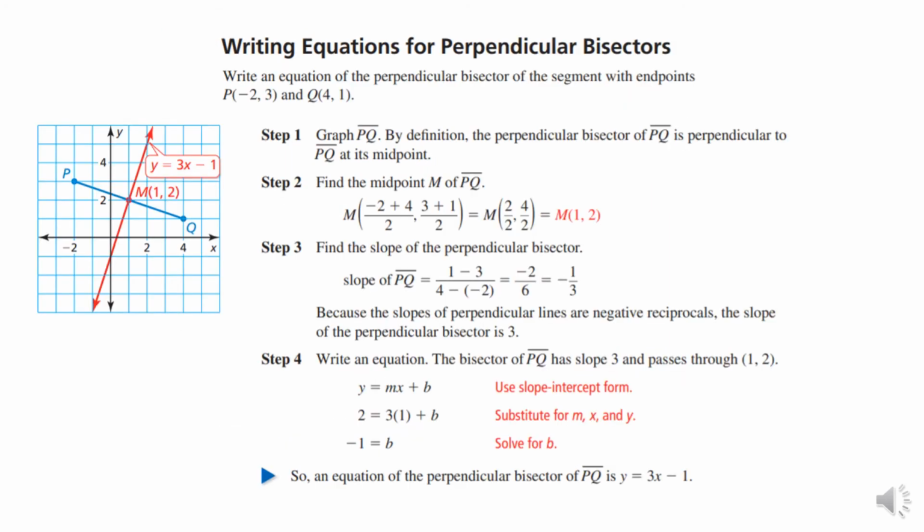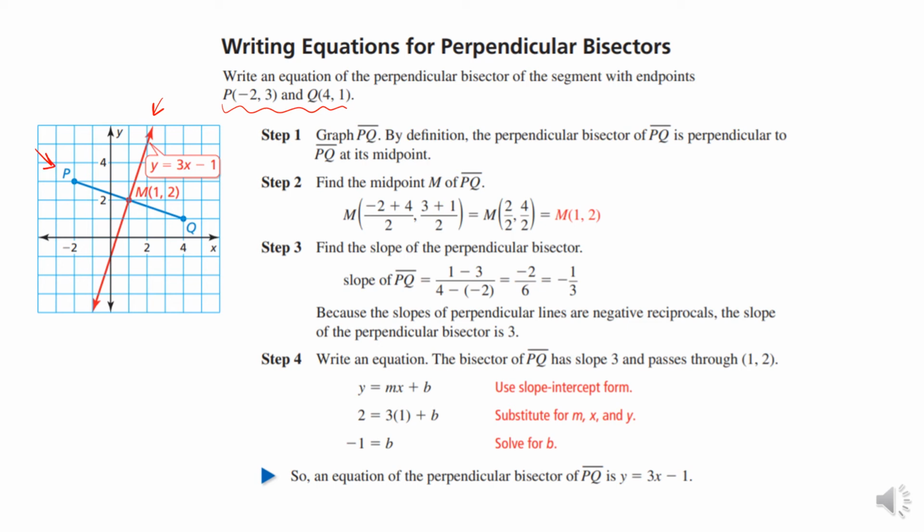Okay, so the last thing we're going to do on this slide is write equations for perpendicular bisectors. When you look at this diagram, it's all written for you, so I want you to imagine that this red line is not here and the equation is not there. The first thing they do is give you these endpoints, and they graph this line here, the blue line.